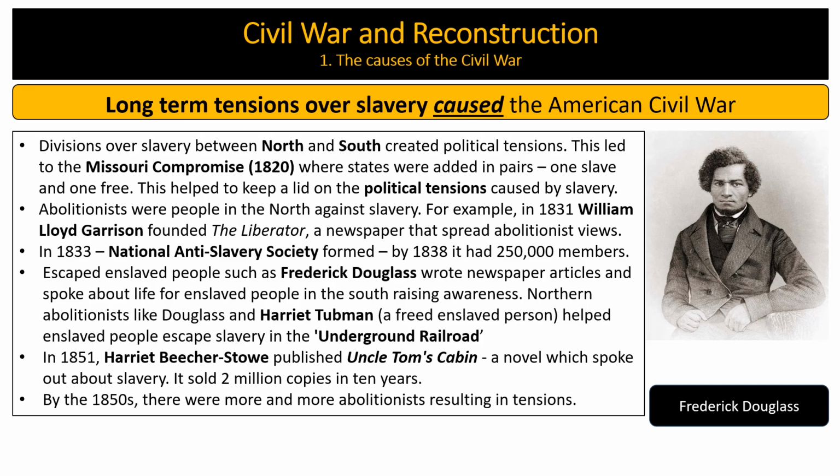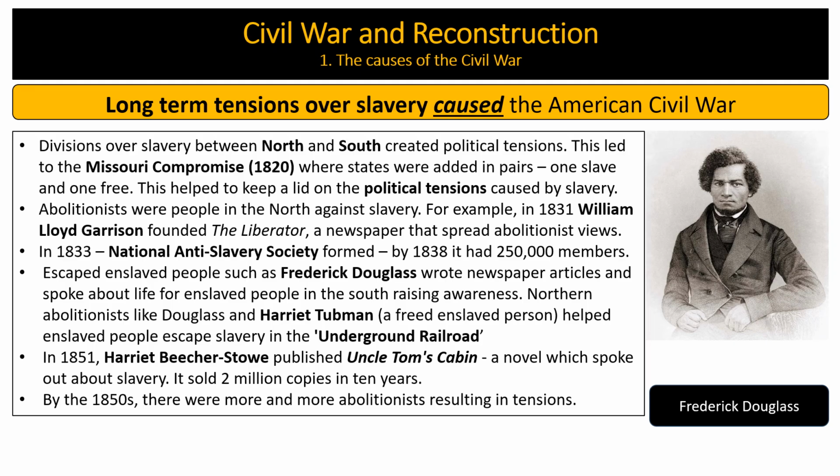Escaped enslaved people like Frederick Douglass, pictured there, wrote newspaper articles and spoke about life for enslaved people in the South, raising awareness. Northern abolitionists like Douglass and Harriet Tubman, a freed enslaved person as well, helped enslaved people escape slavery in the Underground Railroad. So basically a network of routes to enable people to escape from the South to the North.